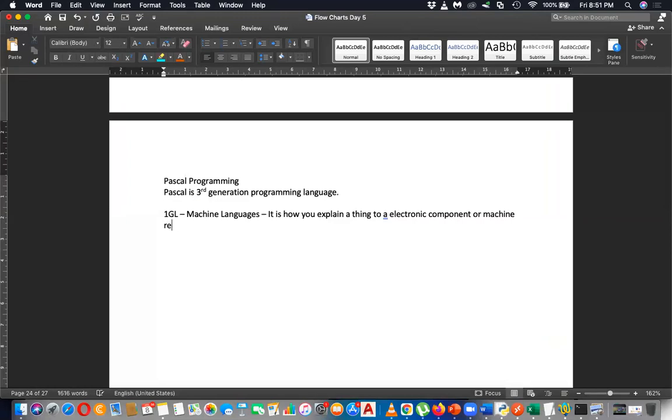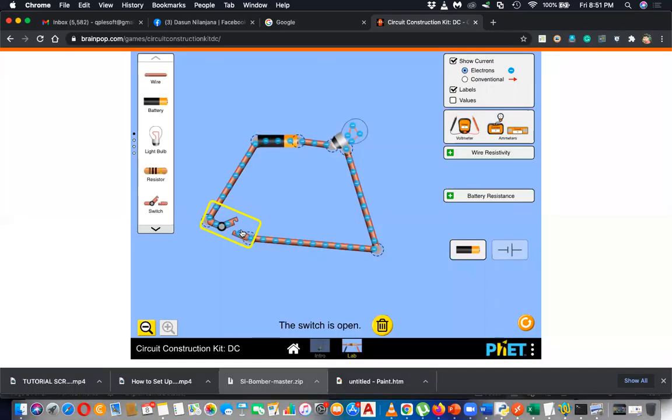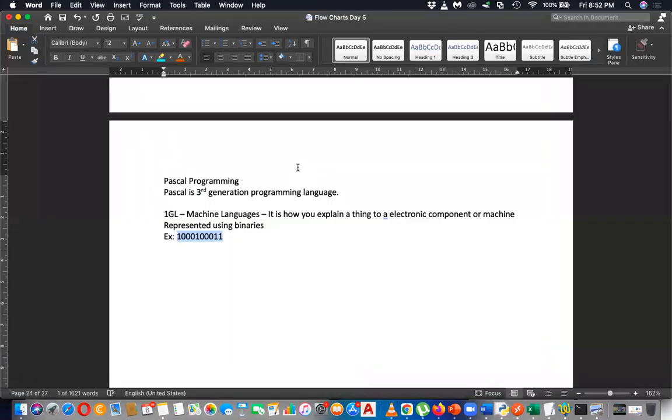This language is represented using binaries. Example, it's like this: on, off, off, off, on, off, off, off, on. Likewise, you can instruct. This is what you can send through wires. Power, you can send it through wires. Let me send this signal to the bulb. On, off, off, off, on, off, off, off, on, on. So that is the signal. So that is what machine language is.